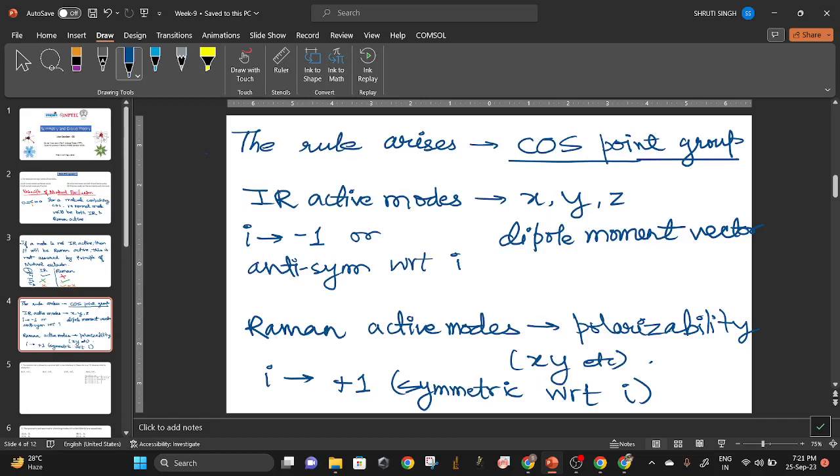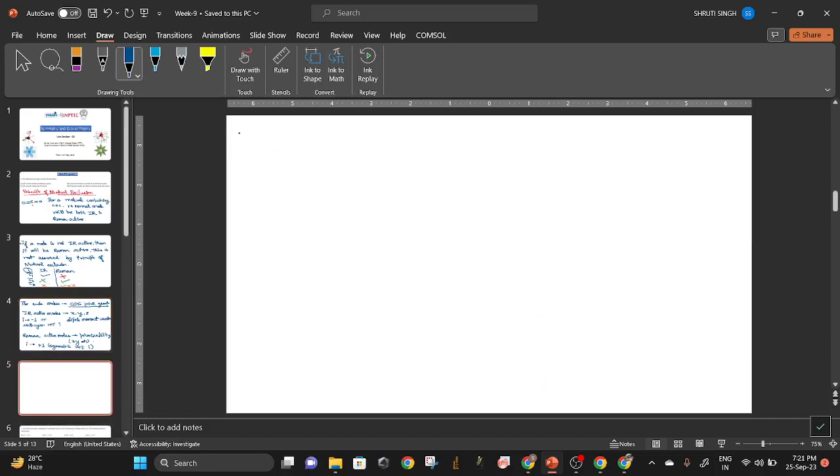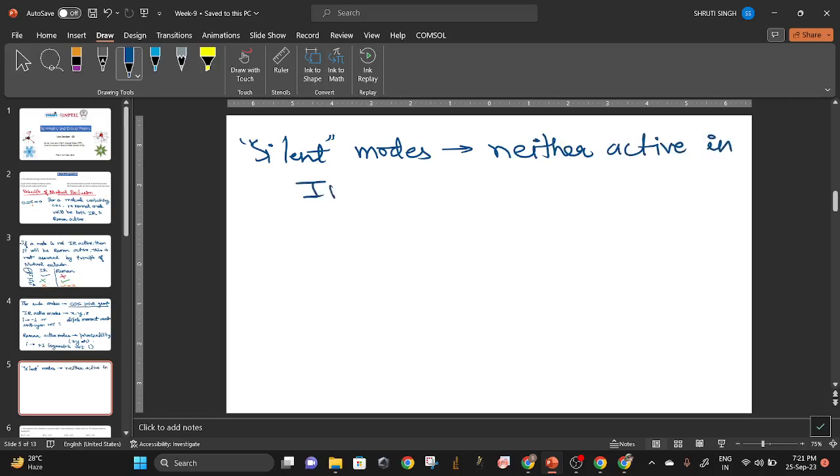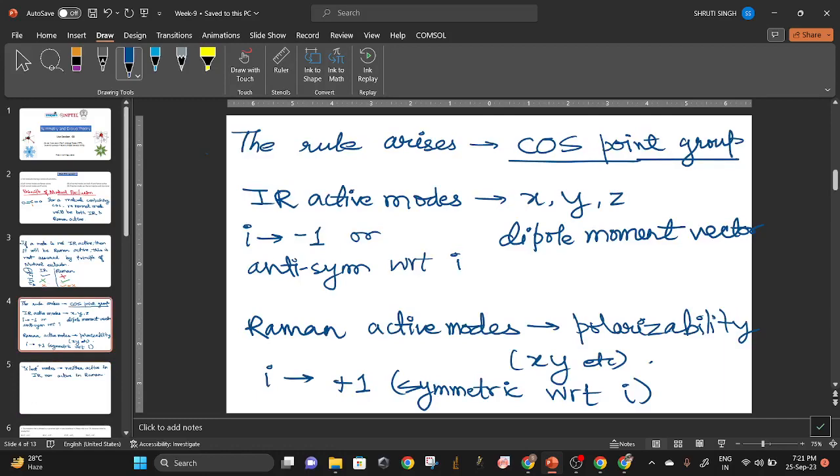But as I told, there can be modes which are neither active in IR nor active in Raman. Those modes are called silent modes, silent normal modes, which are neither active in IR nor active in Raman spectroscopy.